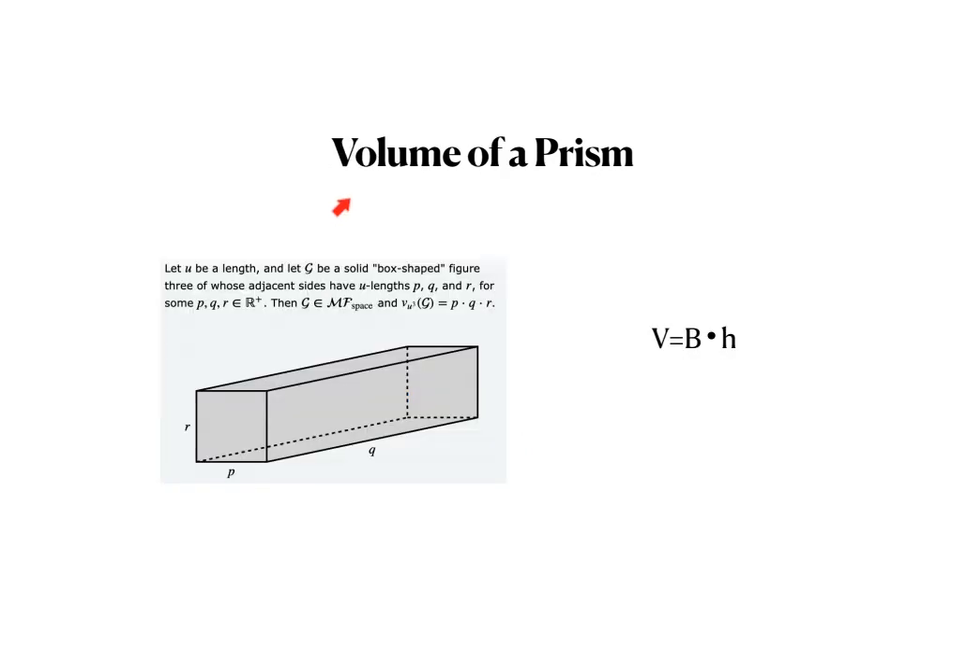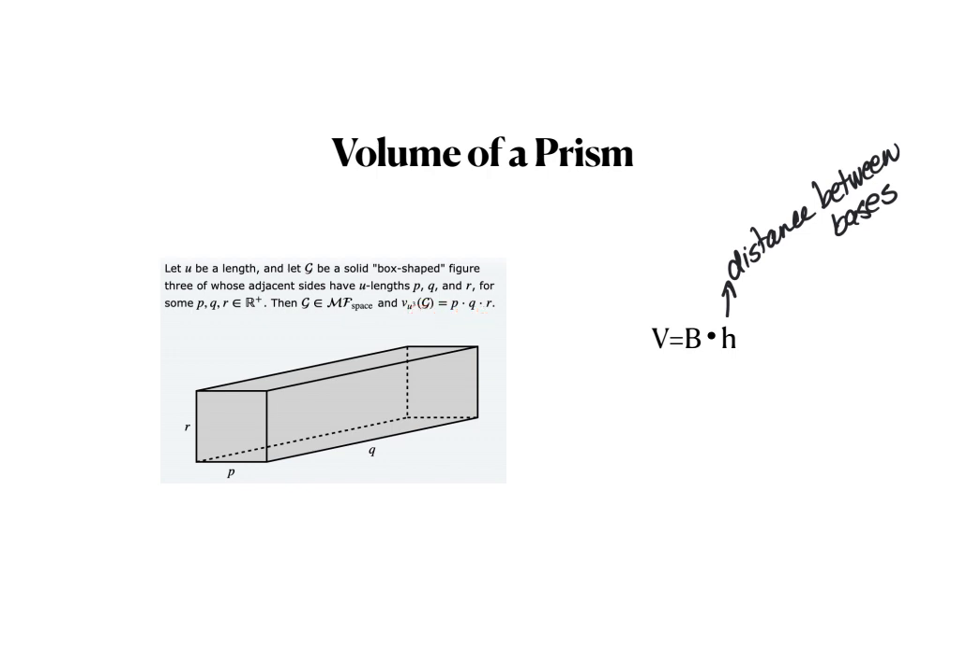We can find the volume of a prism by multiplying the area of a base times the height of the prism. And the height of the prism is the distance between the bases. So let's see what our EMF book says. Let U be a length, let G be a solid box-shaped figure, three of whose adjacent sides have U lengths P, Q, and R for some P, Q, and R. Then G is a measurable figure, and the volume is P times Q times R.